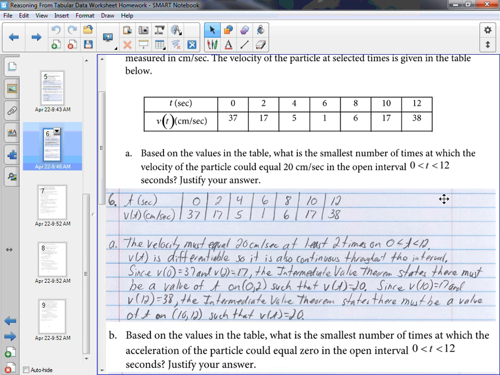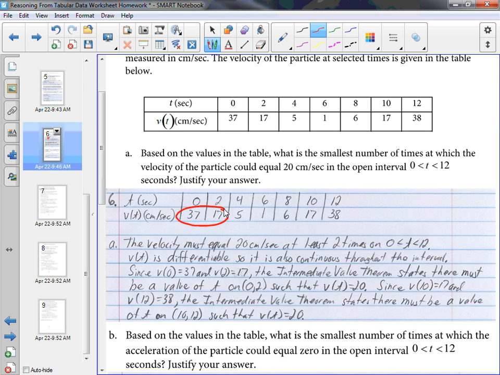Since v of 10 equals 17 and v of 12 equals 38, again use the intermediate value theorem to state the same thing. So all I really did was I went and I looked. Since it's a continuous function, it has to go through 20 to get there. And then not here though, right? We're never going to the other side of 20 again until we get there.